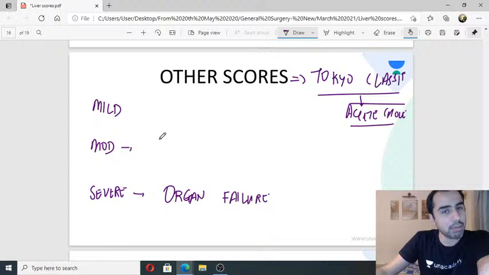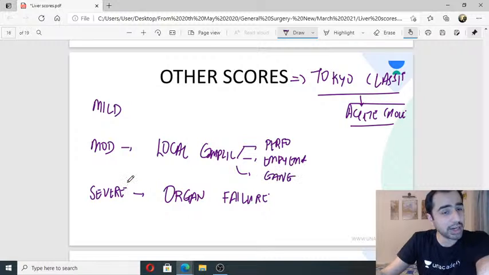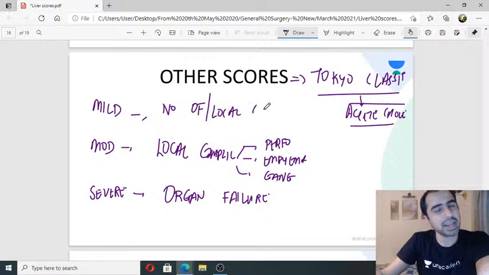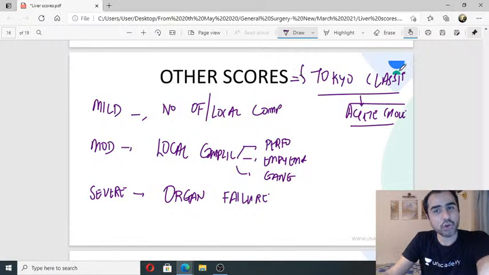Moderate here implies only local complications. Only local complications. Perforated gallbladder, empyema gallbladder, gangrene gallbladder, they are all local complications. So understand, even gangrene is only moderate, it is not severe. And mild means again same, no organ failure, no local complications. Just like modified Atlanta. Easy? Absolutely easy. This is Tokyo classification.